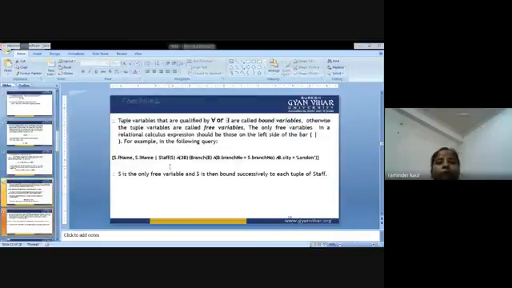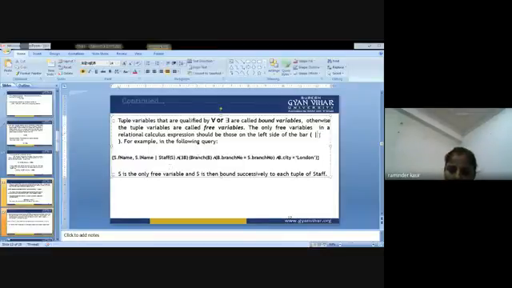Next, tuple variables that are qualified by for all or there exists are called bound variables. Otherwise the tuple variables are called free variables. The only free variables in a relational calculus expression should be those on the left side of the bar. Or I can say this is the concatenation symbol. Concatenation symbol could be like this one. So this is a bar. Treat it as a bar.